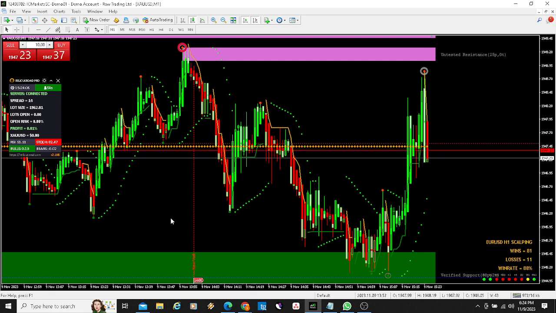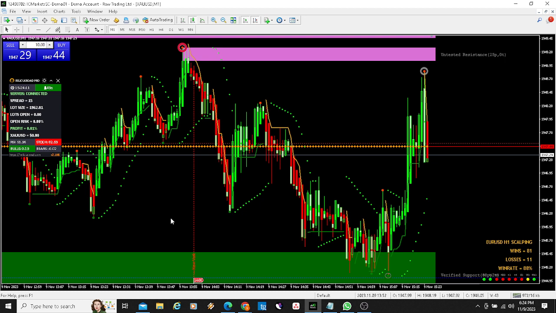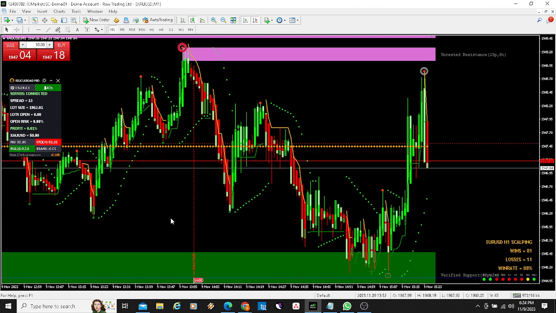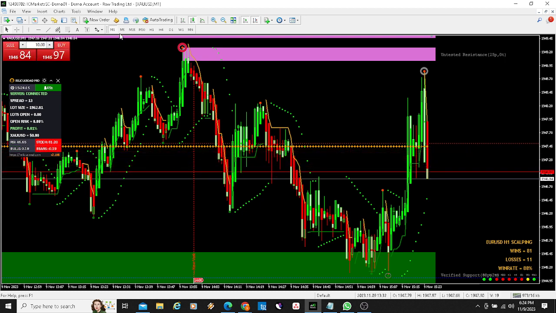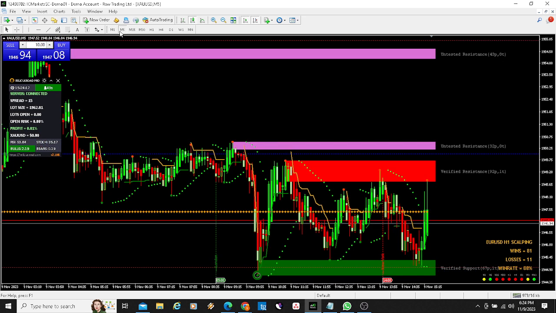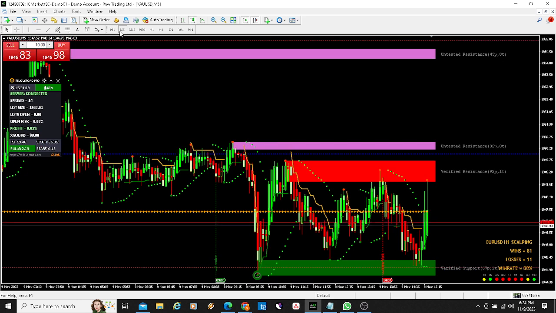So this is the additional confluence which I've worked on, and it works well. I've tried a couple of trades on it, so it's working very well.